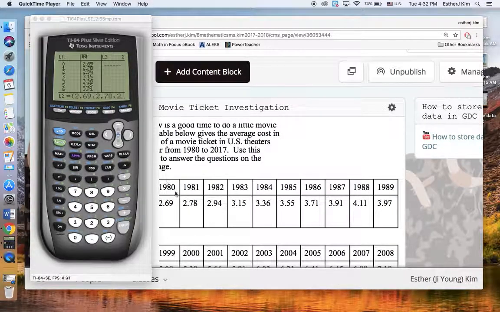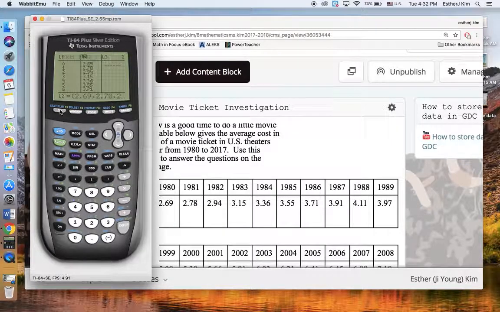Adjustment for our period 1980 to 1989. I changed that to our year 0 to year 9. Now, once we plug all our data into L1 and L2, we're going to make sure we go to stat plot.